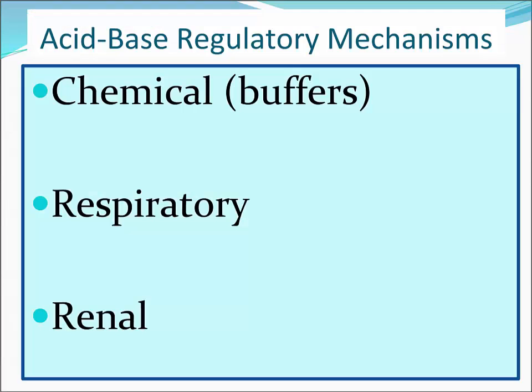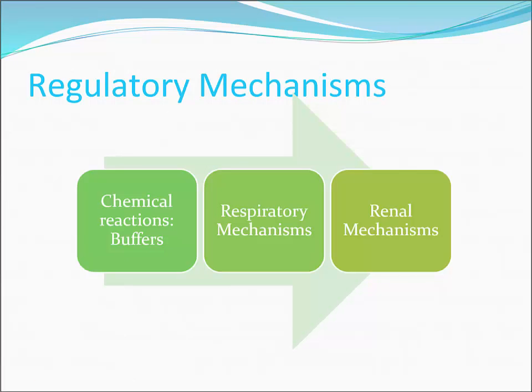So how does our body keep our acids and base within range? Well, there are three primary regulatory mechanisms, and the first is the chemical buffers, which is the first line of defense. Second line of defense is respiratory, followed by the renal regulatory mechanism. And another way to look at it here, this demonstrates that the first line of defense is the chemical reactions or buffers, second respiratory, and thirdly renal.